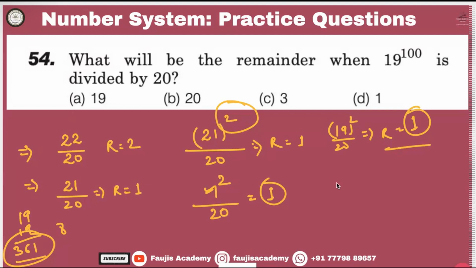So what did we observe over here? 19 is basically 20 minus 1. Why am I writing it as minus 1? Because 20 minus 1 is 19. Of whole square, that is your remainder. So 19 raised to the power 100 when divided by 20, the remainder is 19, which means minus 1 raised to the power 100. That is our answer.